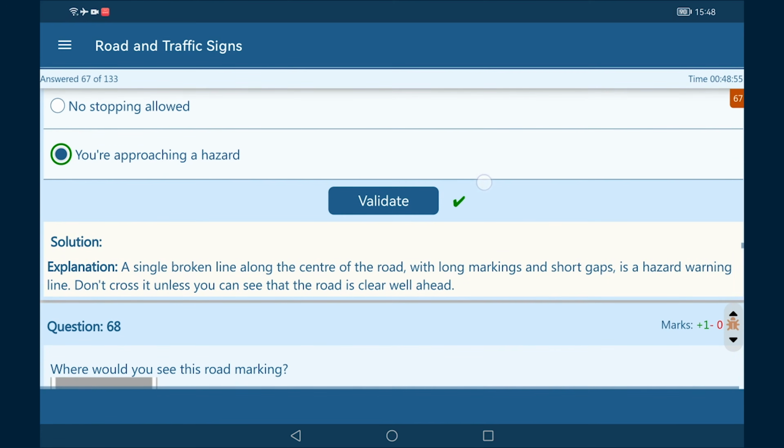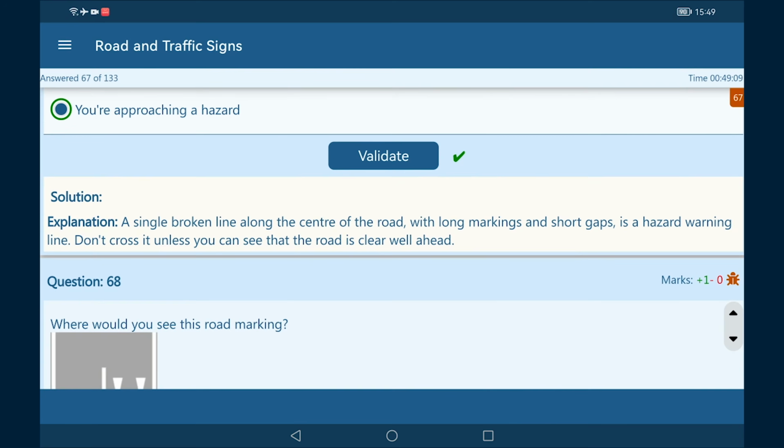Explanation. A single broken line along the center of the road with long markings and short gaps is a hazard warning line. Don't cross it unless you can see that the road is clear well ahead.